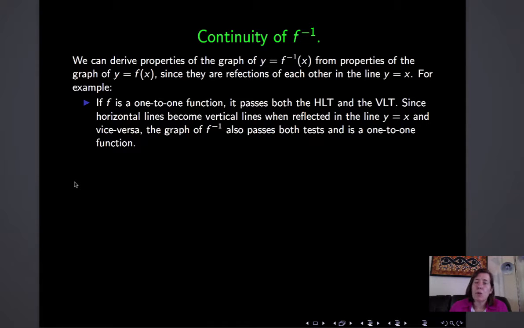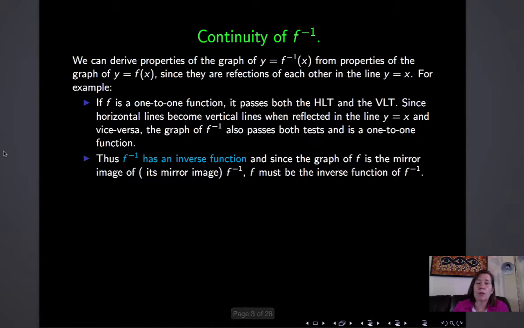If f is a one-to-one function, then of course it passes both the horizontal line test as a function and the vertical line test as a one-to-one function. And since horizontal lines become vertical lines when reflected in the line y equals x and vice versa, the graph of the inverse function also passes both of these tests and has to be a one-to-one function. So therefore the inverse function also has an inverse.